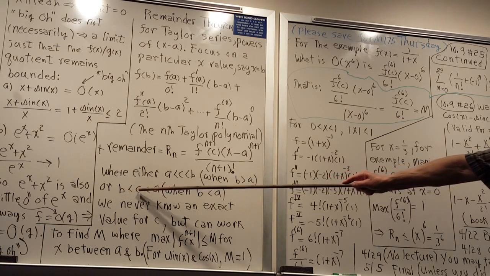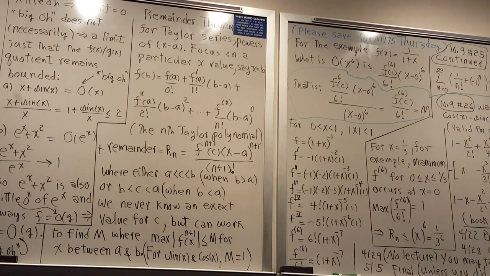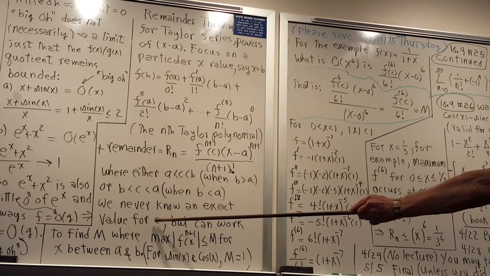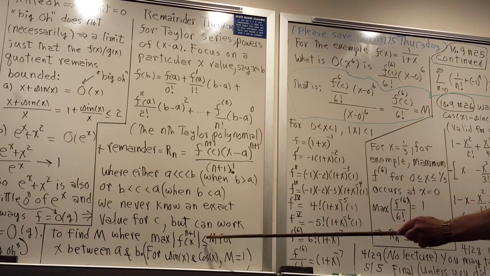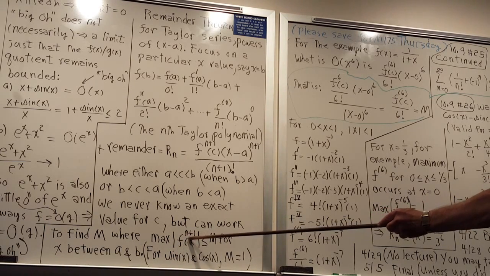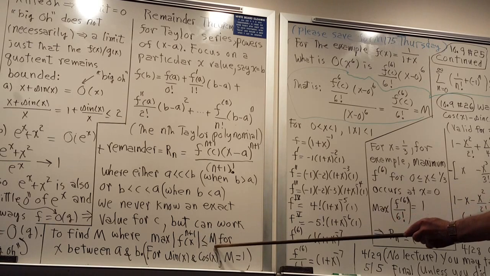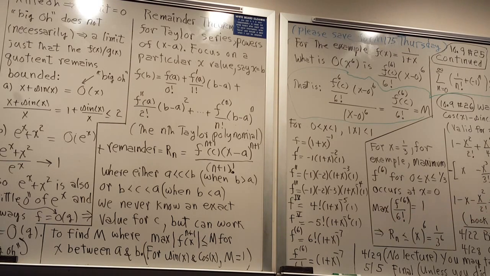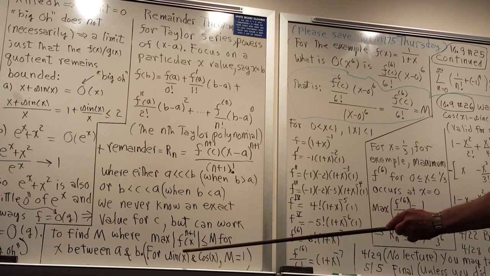The b is less than the c is less than a. So we don't know an exact value for c, but we can work to find an M where the maximum magnitude of the n plus first derivative will be less than or equal to M over the interval between where you're evaluating the sine, let's say 30 degrees, and where you're trying to get a number to put in your table, which might be 31 degrees or 32 or 29 or 28 or, of course, somewhere between.